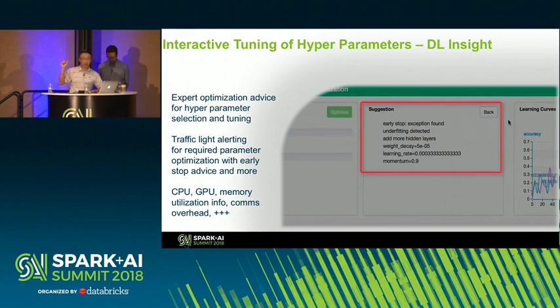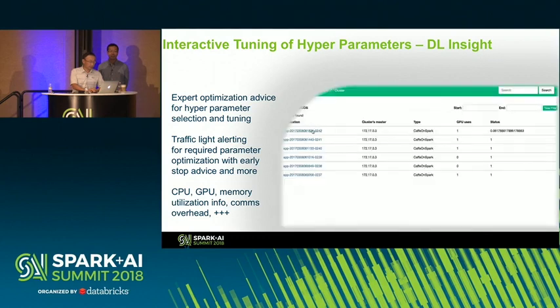If the tool, DL Insight, detects an early stop scenario, in this case underfitting detected, there's no point to continue. In addition, we also provide a recommendation, and in this case it is to add more hidden layers. By doing this, you essentially avoid wasting a lot of time running useless training processes. I'm gonna show a few more examples.